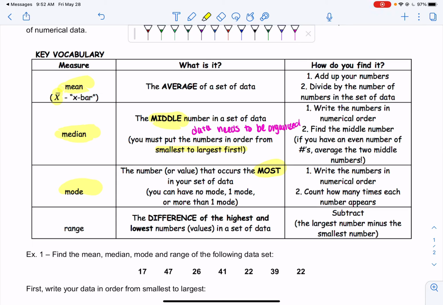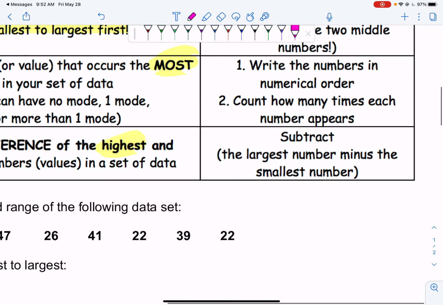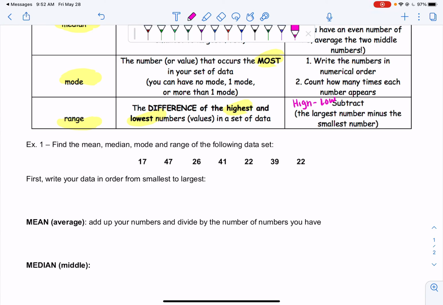Your range is the difference of the highest minus the lowest. So basically just do big minus little, or high minus low. And that tells you the range of your data.